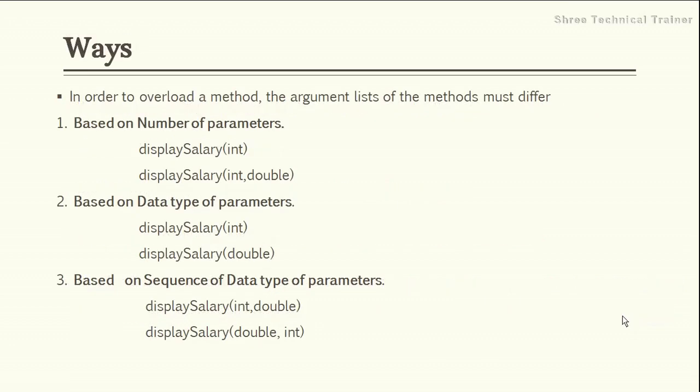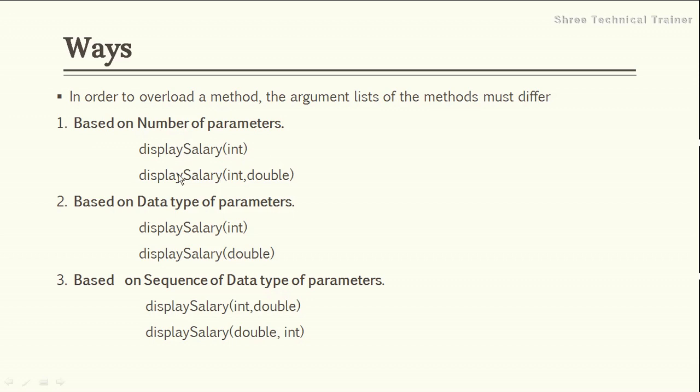So what are the ways in which we can overload a method? There are three ways. One is based on the number of parameters, second based on data type of parameters, third based on sequence of data type of parameters. So we should have clarity about what is a parameter and what is an argument. A parameter is a variable declared by a method that receives a value when the method is called, while an argument is a value that is passed to a method when it is called. So a parameter receives a value, whereas an argument is passed to a method when it is called.